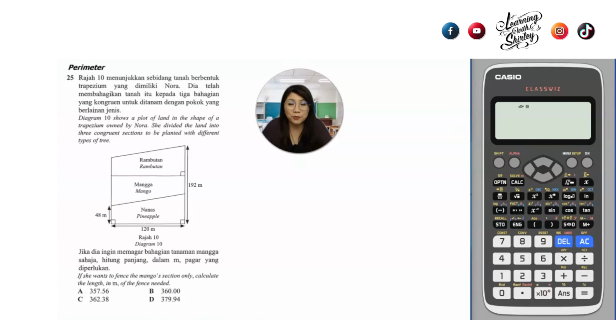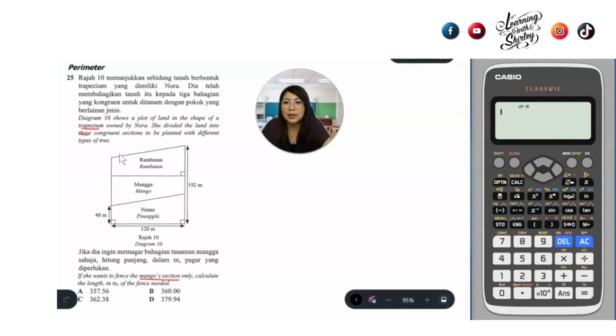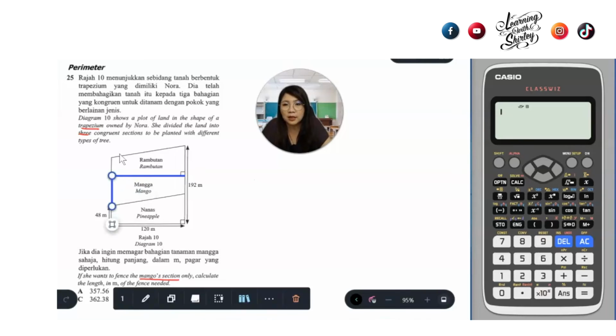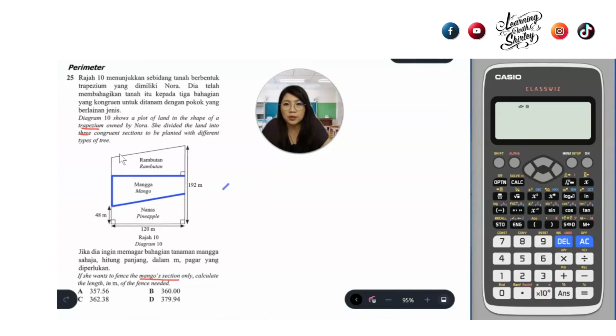Let's look at question number 25. So this question is on perimeter. Diagram 10 shows a plot of land in the shape of a trapezium owned by Nora. She divided the land into 3 congruent sections to be planted with different types of trees. So we have rambutan, mango, and pineapple. If she wants to fence the mango section only, calculate the length of the fence needed, which means that we need to calculate the perimeter of this section. So we need to know all the 4 sides, and then we add up together.